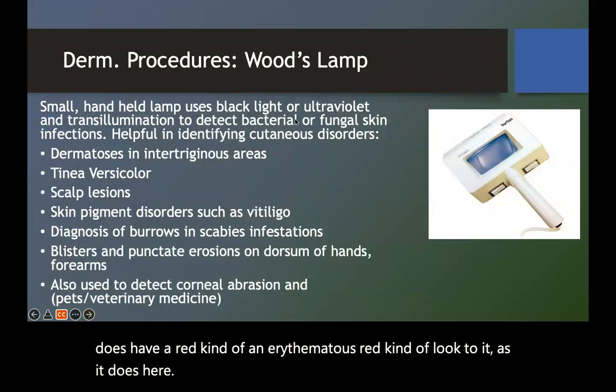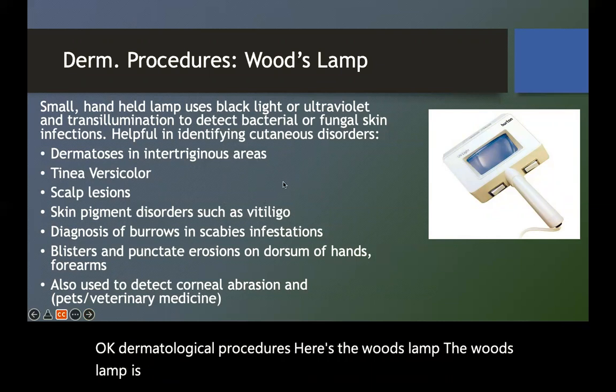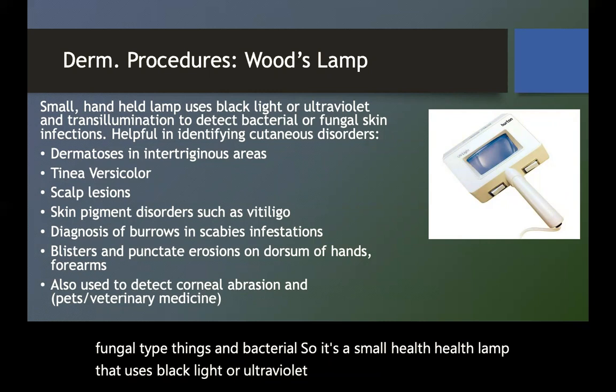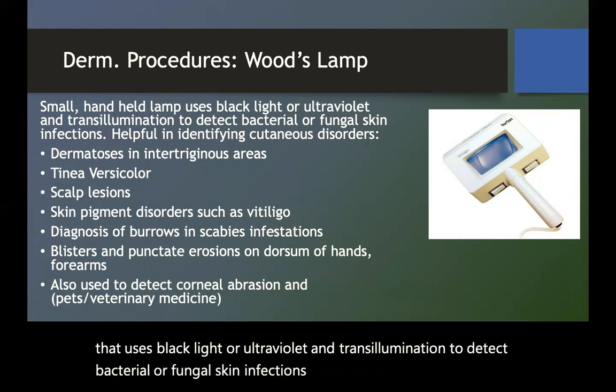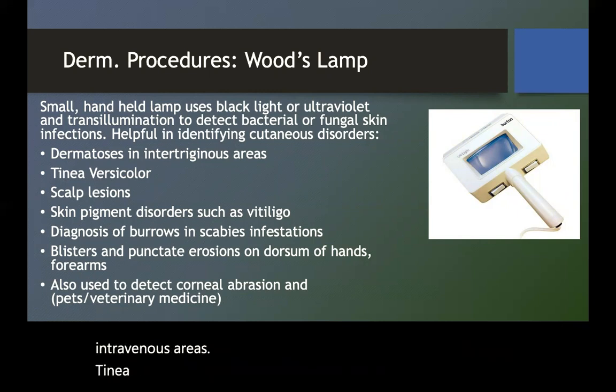Okay, dermatological procedures. Here's the Woods lamp. The Woods lamp is used to diagnose quite a bit of things, specifically fungal and bacterial conditions. It's a small handheld lamp that uses black light or ultraviolet and transillumination to detect bacterial or fungal skin infections. It's really helpful in identifying cutaneous disorders. So it can diagnose dermatosis in intertriginous areas, tinea versicolor, scalp lesions, and skin pigment disorders such as vitiligo.